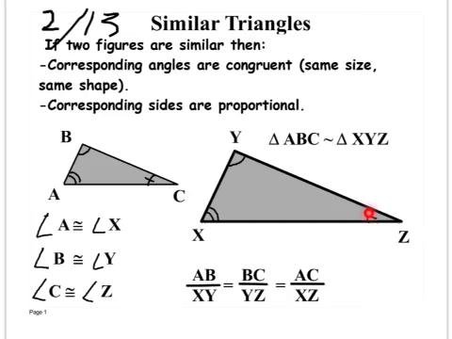Now, the sides. AB is proportional to XY. They don't have to be congruent. They don't have to be equal. They just need to be proportional. So AB is proportional to XY. Look at the angles: two symbols to one symbol, 2 to 1. That's how you know. BC is proportional to YZ, and AC is proportional to XZ.